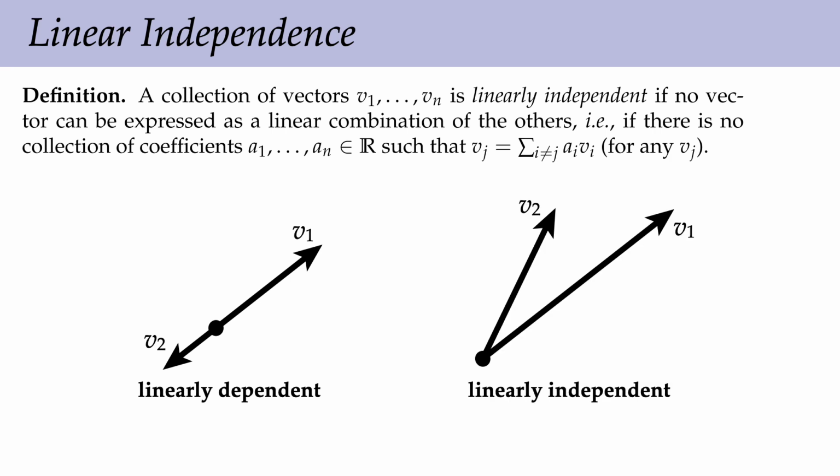v1 and v2, on the other hand, are linearly independent because no matter how much I scale v1 up and down, there's no way to get it to point in the direction of v2. Okay?